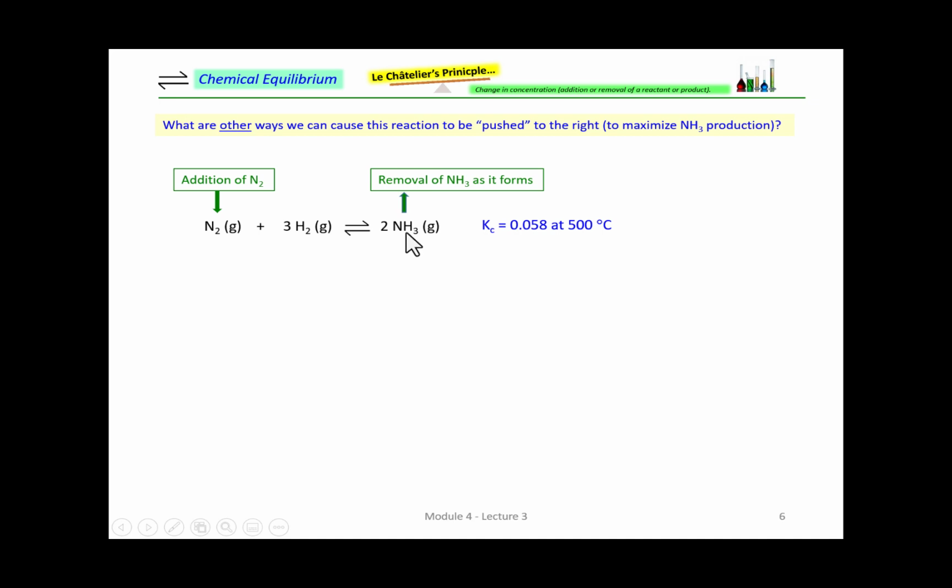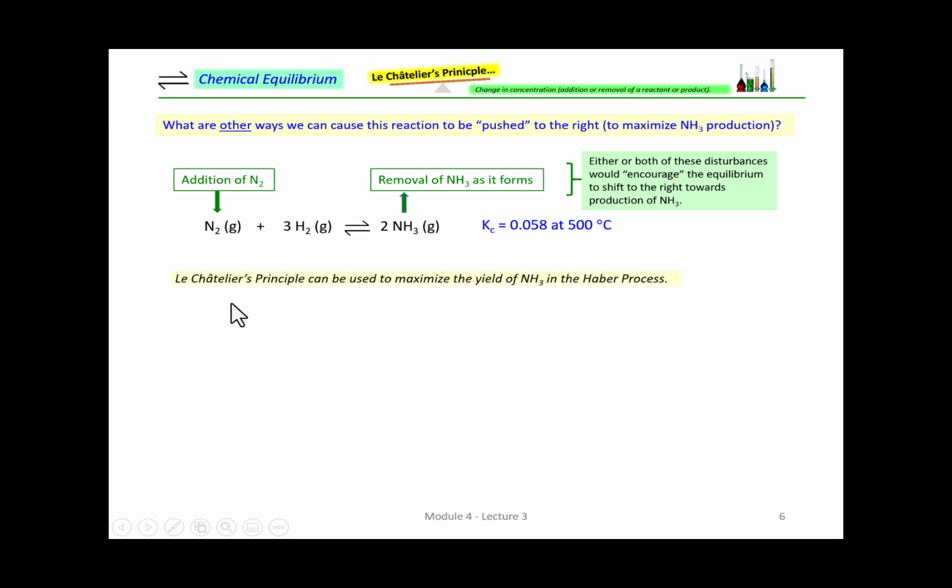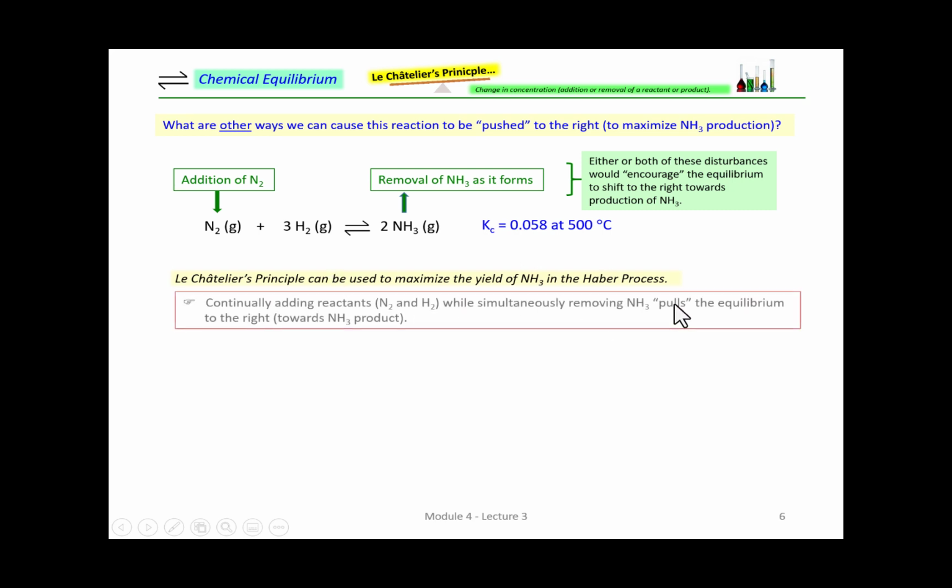So if we did that, it would cause the reaction or the equilibrium to shift to the right, because if you're removing ammonia as it forms, it will respond to that disturbance by trying to form more ammonia. So either or both of these disturbances would encourage the equilibrium to shift to the right towards production of ammonia. So LeChâtelier's principle can be used to maximize the yield of ammonia in the Haber process.